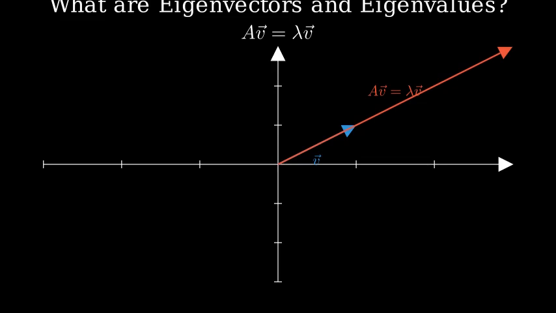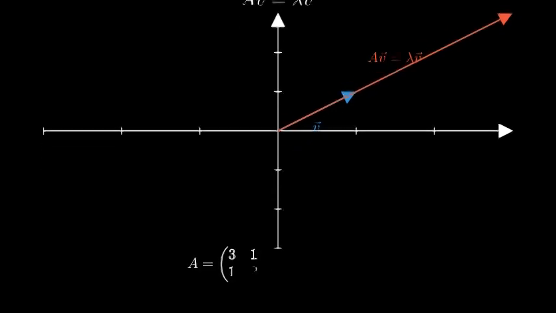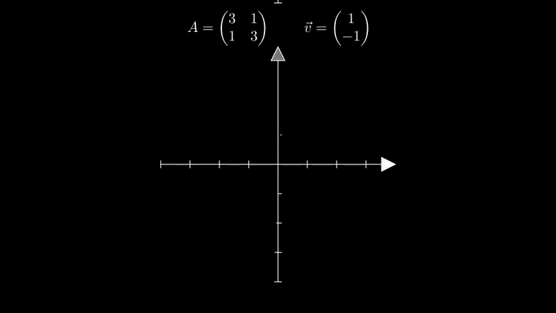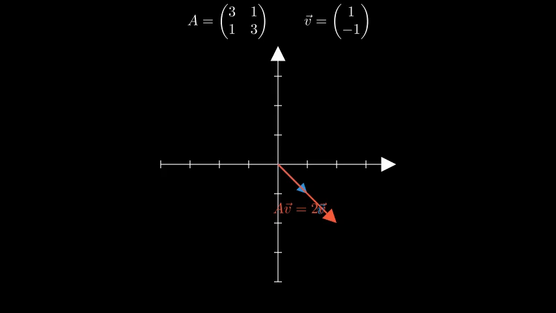Let's see another example of how this works. Consider a 2 by 2 matrix A. We have a vector V. When A transforms V, the result is lambda times V. Notice that the direction of the vector remains the same. Only the length changes. This is the key property of eigenvectors.